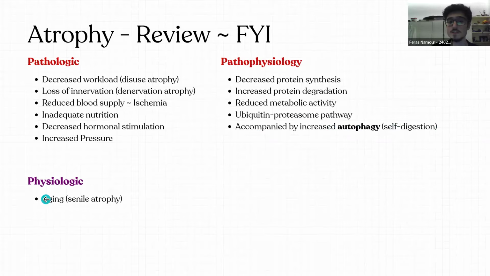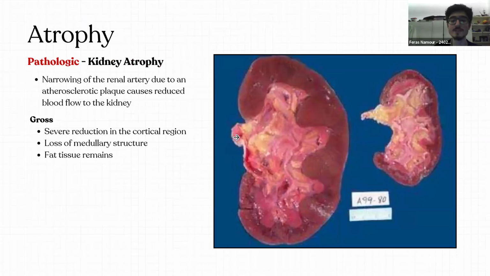And the physiological one is aging. As you age, your brain sometimes shrinks, your bones definitely shrink, and you also waste some muscle. But that's the normal atrophy. What are the examples that you took of atrophy? You have kidney atrophy, and this is caused due to inadequate blood flow.